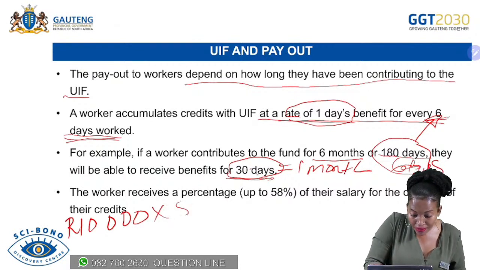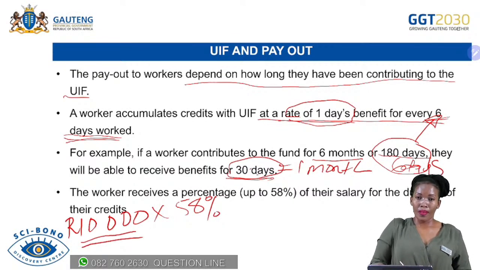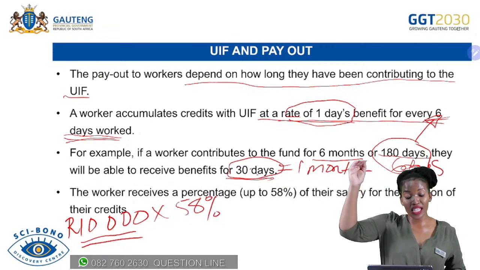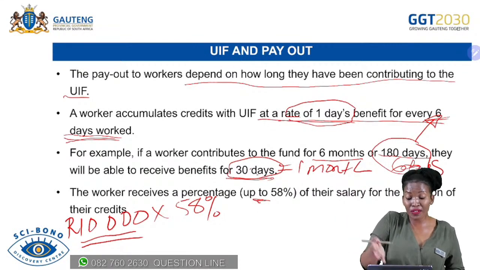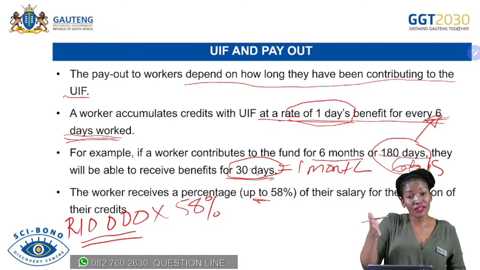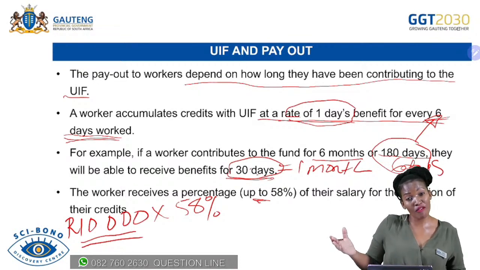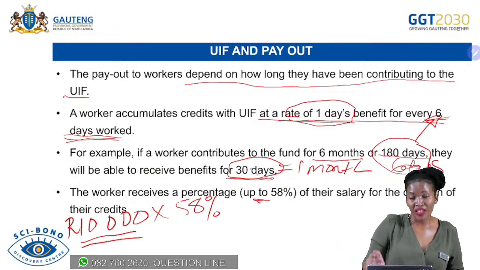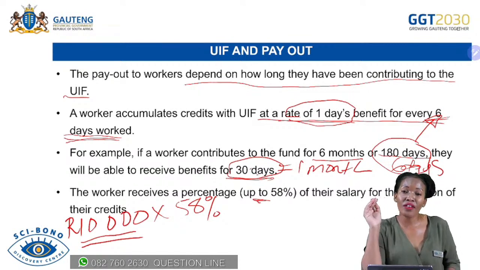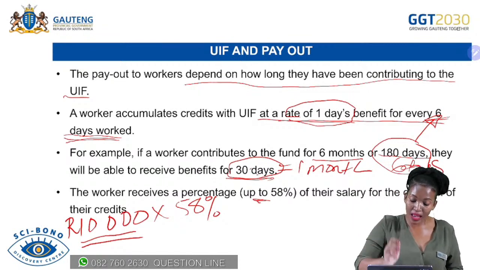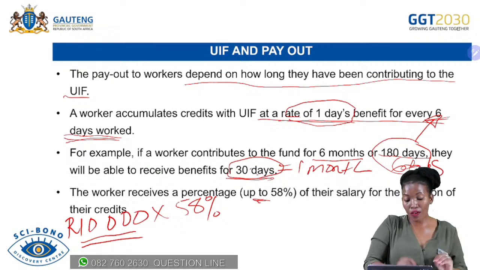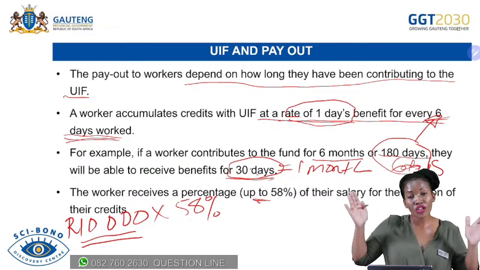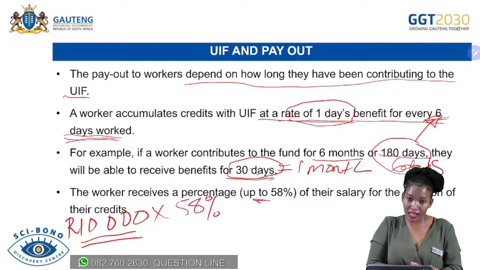Up to 58% of your salary. Up to 58, meaning that it can actually be less. You can get 50%, you can get 40%, you can get 45%, but the maximum that you can get, it is what it is, 58%. So that is the maximum that you will receive for your UIF on a monthly basis until your period expires.